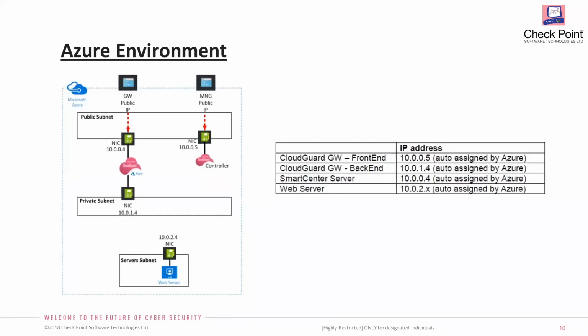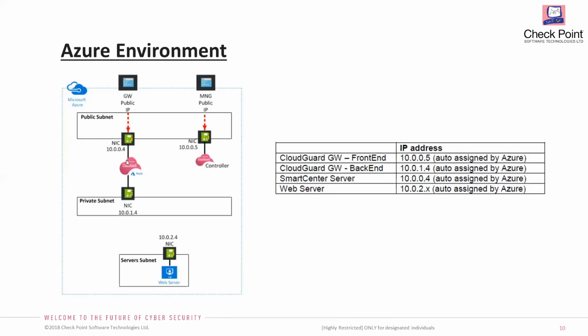This is our Azure environment for the day. We have a VNet with an address space of 10.0.0.0/16. This VNet is going to have 3 subnets, a front-end subnet, a back-end subnet, and a web server subnet. We're going to deploy a CloudGuard gateway in between the front-end and back-end subnets, and we're going to deploy a web server in the web subnet. When users come in from the internet, they're going to connect to the gateway's public IP address.